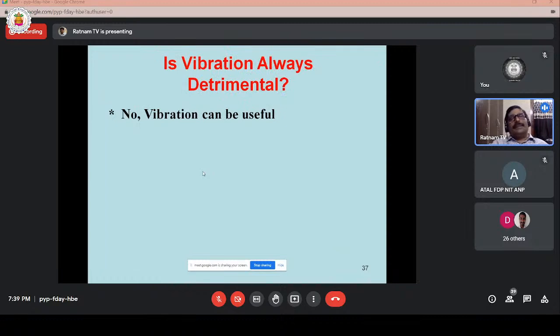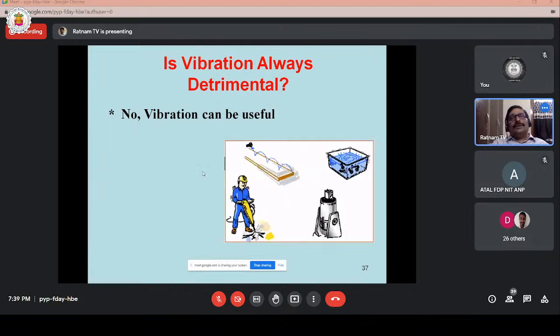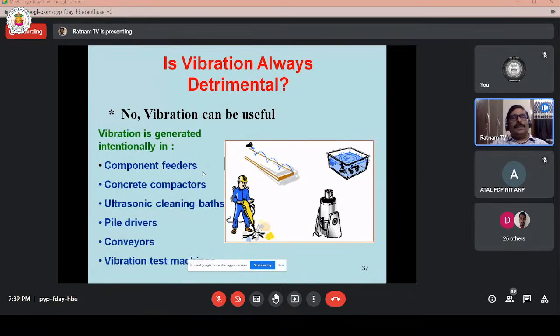Is vibration always detrimental? No. It can be useful in many cases: component feeders, concrete compactors, ultrasonic cleaning baths, pile drivers, conveyors, vibration testing machines.